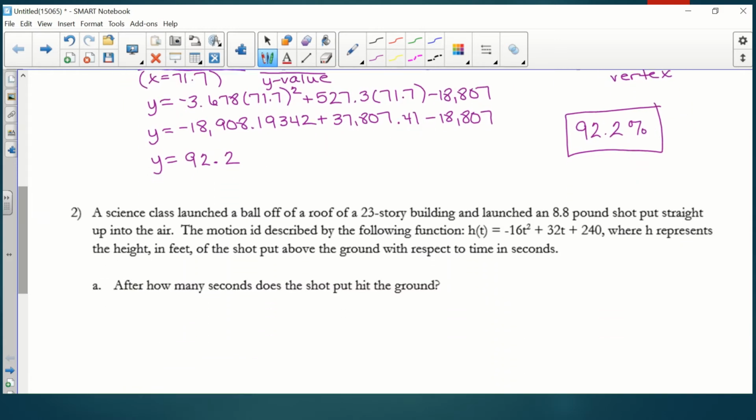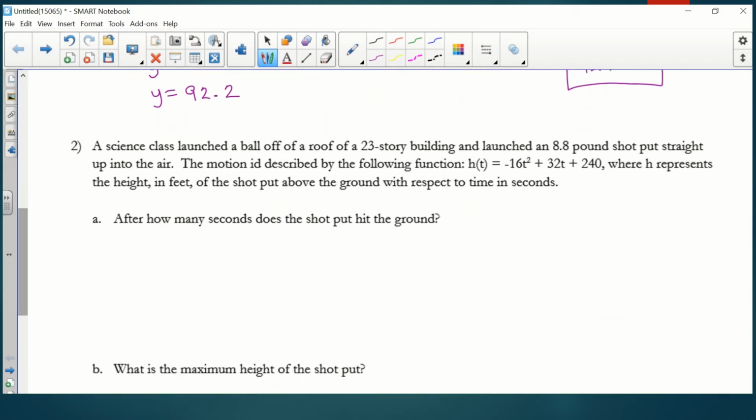All right, let's take a look at number 2. A science class launched a ball off of a roof of a 23-story building and launched an 8.8-pound shot put straight up into the air. The motion, it should say, is described by the following function, where h represents the height in feet of the shot put above the ground with respect to time in seconds.